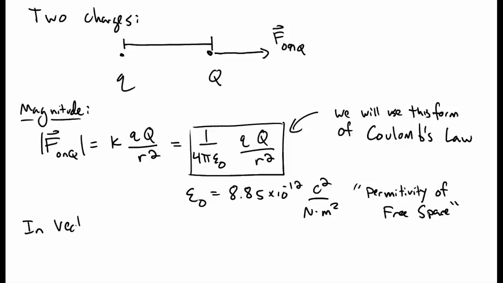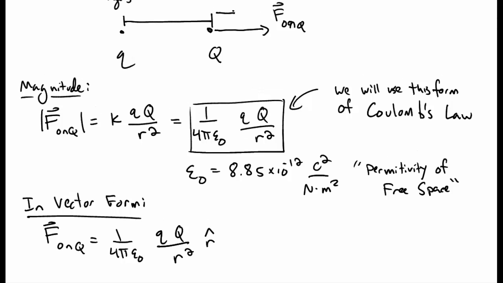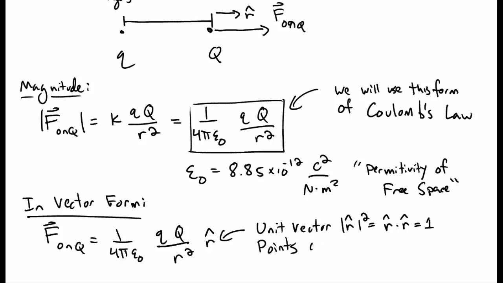So that's the magnitude of the force, but we can also talk about the vector direction of the force. In vector form, we write the force on big Q as 1 over 4 pi epsilon naught little q big Q over r squared in the r hat direction, where the r hat direction points away from the other charge. And r hat is a unit vector, which means its magnitude squared, the dot product of r hat with itself, is just 1. So again, this is pointing away from that charge.